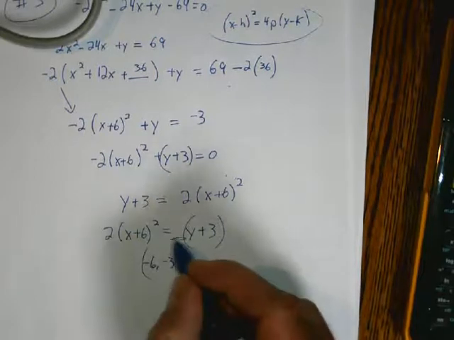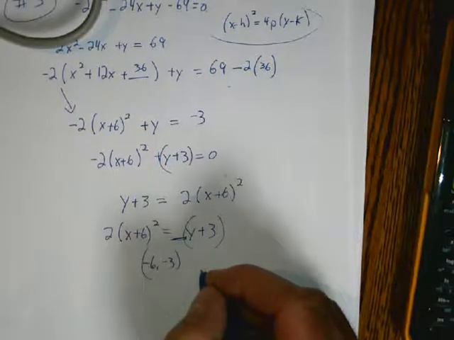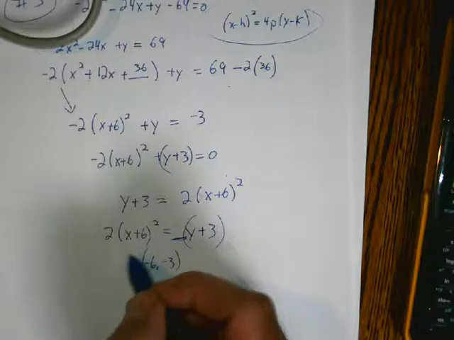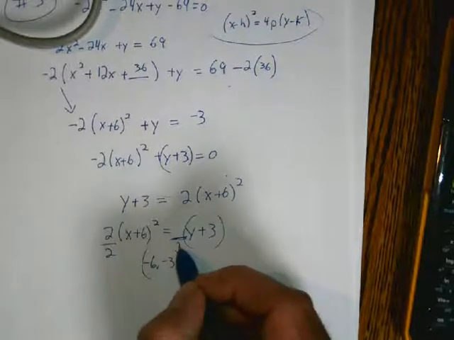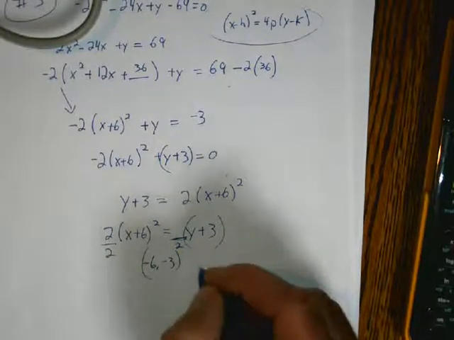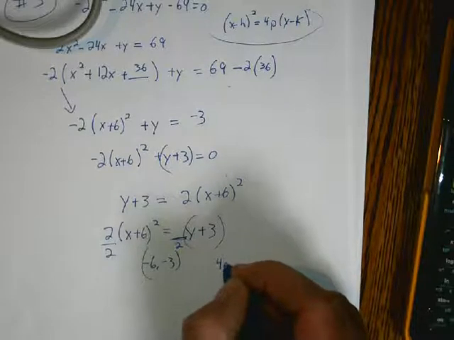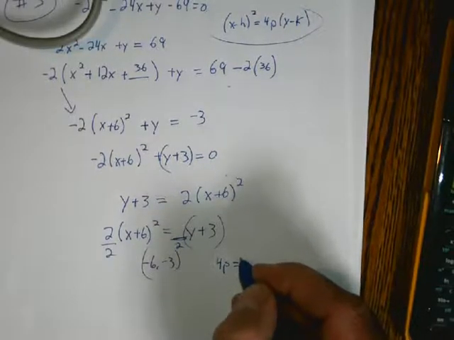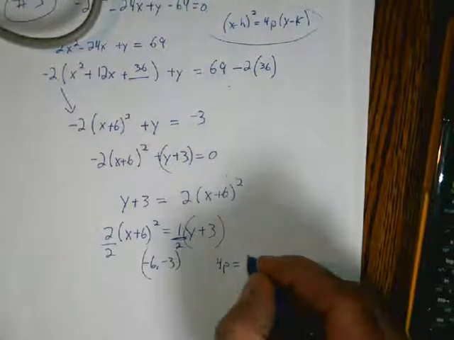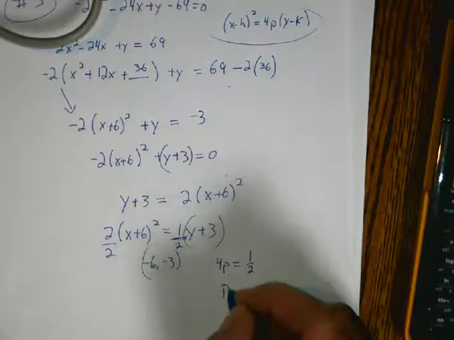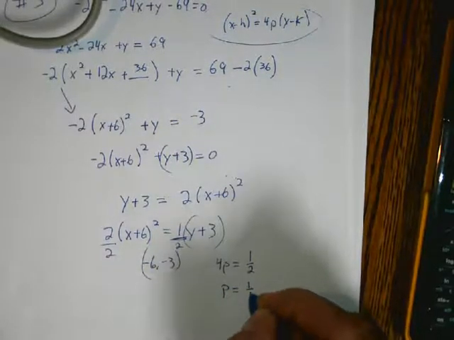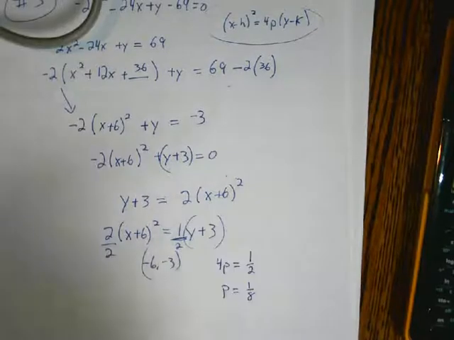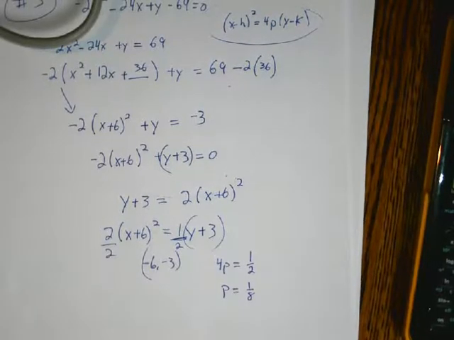Here, your p-value, oh, I'm sorry, I've got to divide by the 2 here, sorry. So I move that over, I get the 4p is equal to, excuse me, this becomes 1/2. So your p-value winds up being 1/8. Okay? That should clean that up a little bit, and then from there you can get all the other parts. So hopefully that helps. Have a good one, guys.